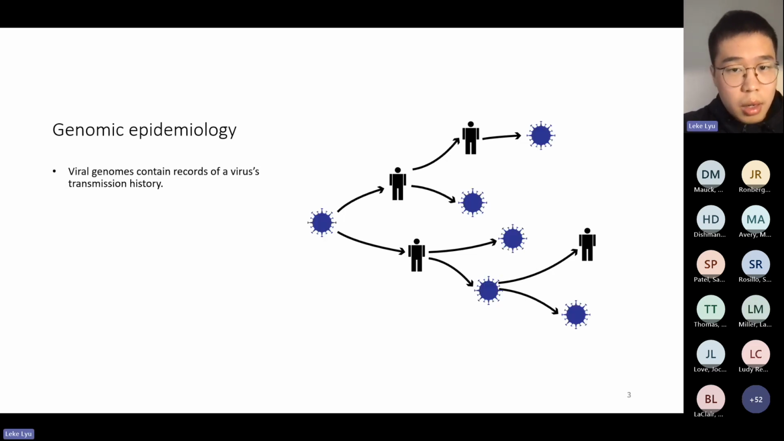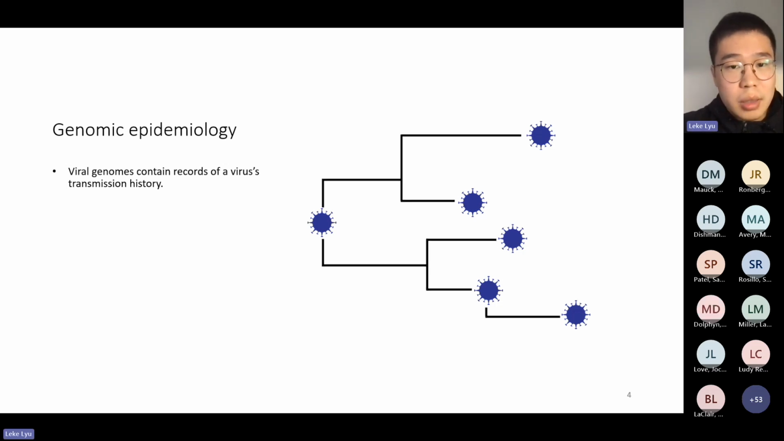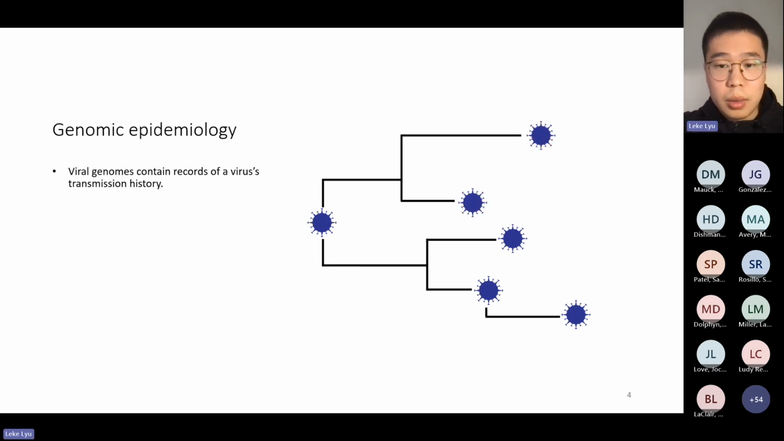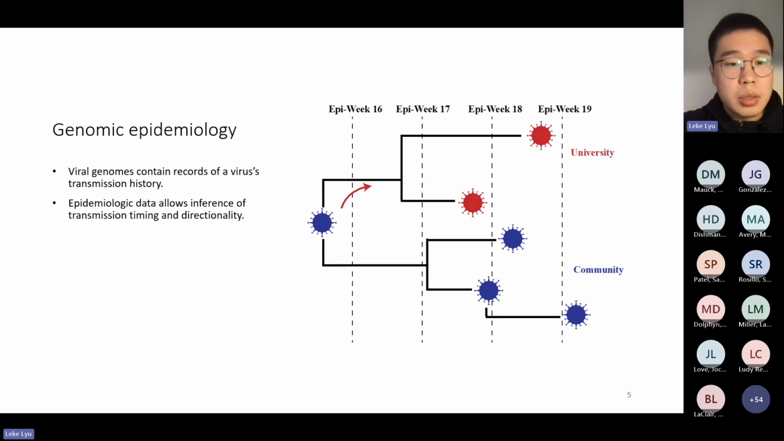Of course, we cannot sample all of them, but even though we sample only a fraction of individuals, we can still construct a phylogenetic tree that represents the relationships among the sampled individuals. Then we can add an extra layer on top of that tree to make inferences about timing and directionality. So we can make inferences like this: there's an ongoing outbreak in the community, and it was transmitted to the university around epi week 16.